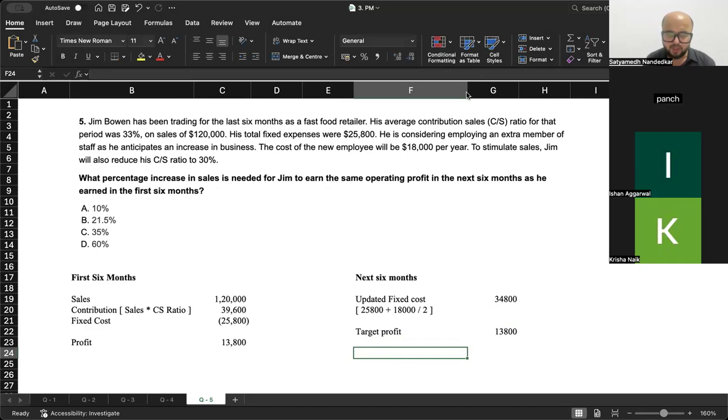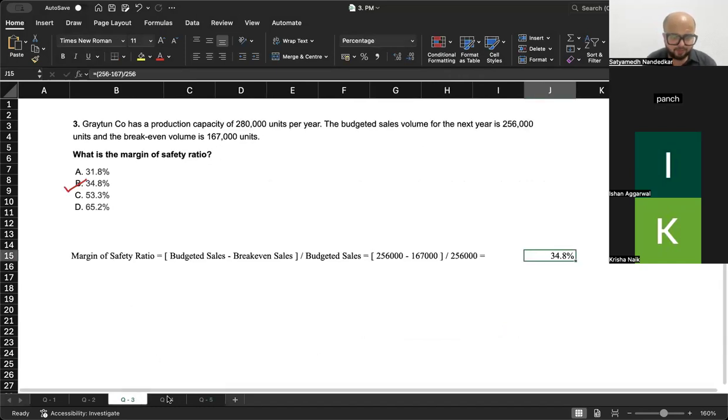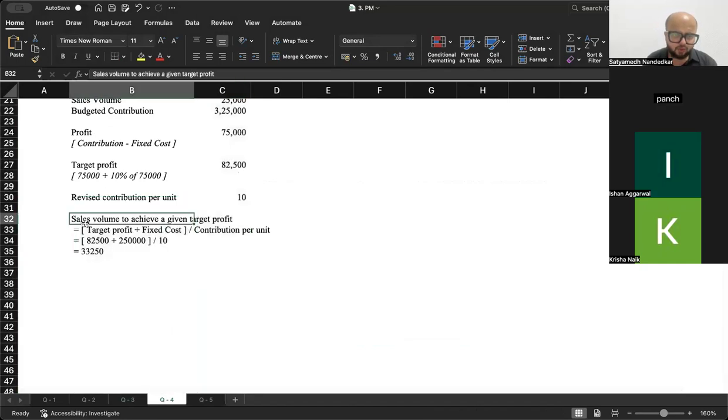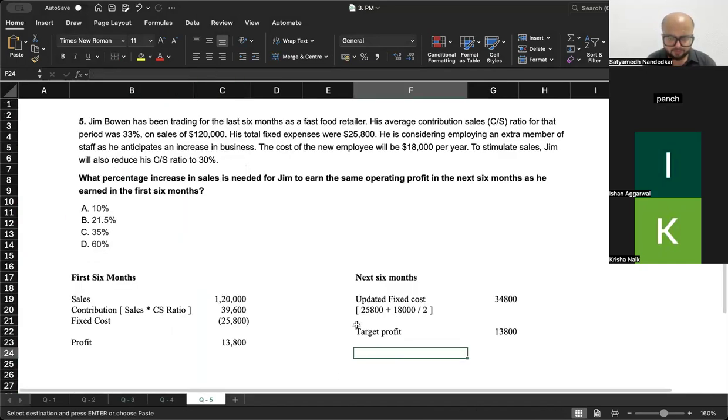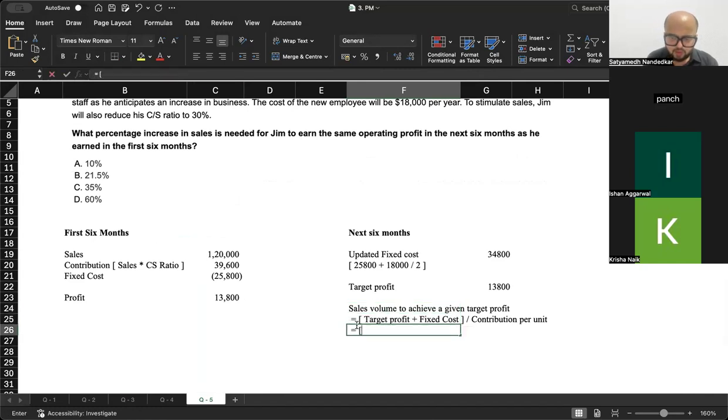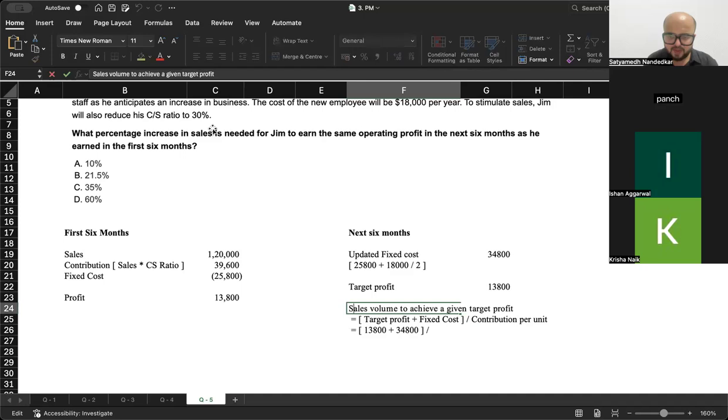13,800 plus 34,800. But we can simply apply the formula that we did here: sales volume to achieve a given target profit, which is basically target profit plus fixed cost divided by contribution per unit. Here it is not contribution per unit, it should be sales level, because they are expecting the answer in overall sales value, not in number of units. So instead of contribution per unit, I should write down the CS ratio. How much is the CS ratio? 30%.